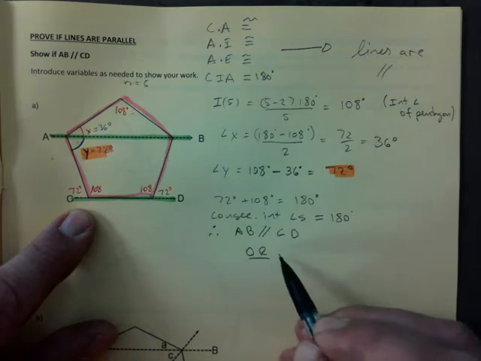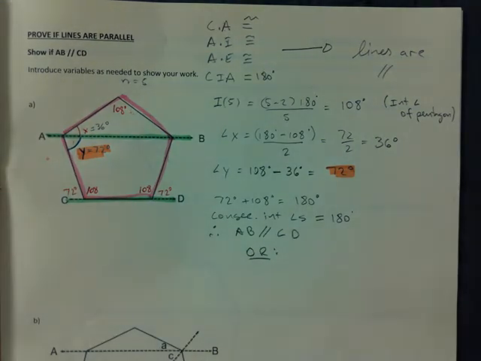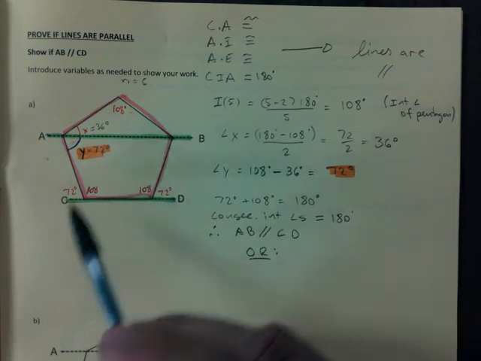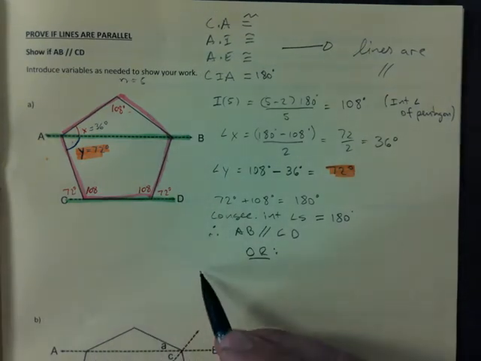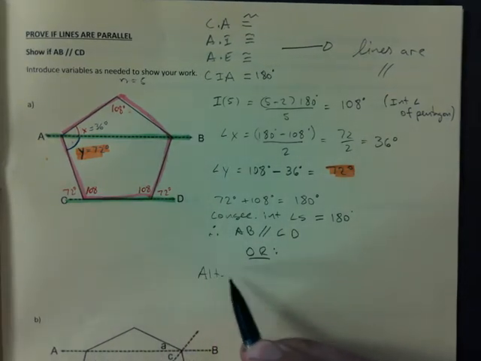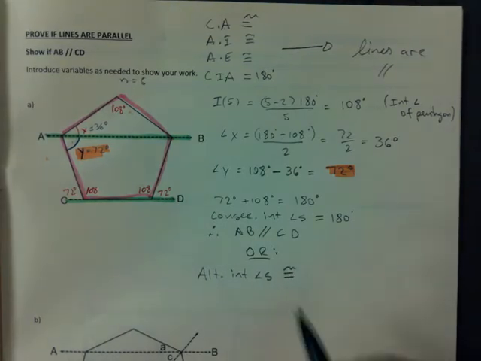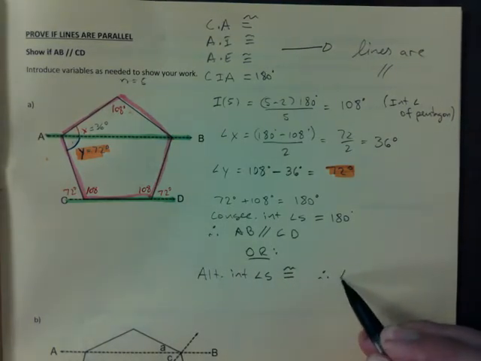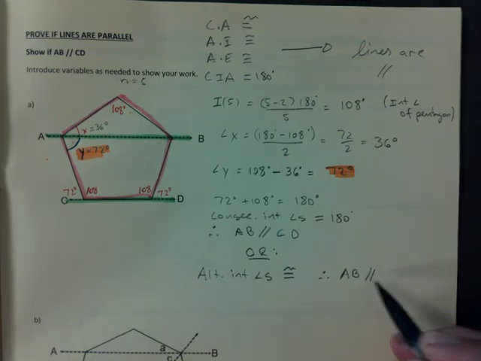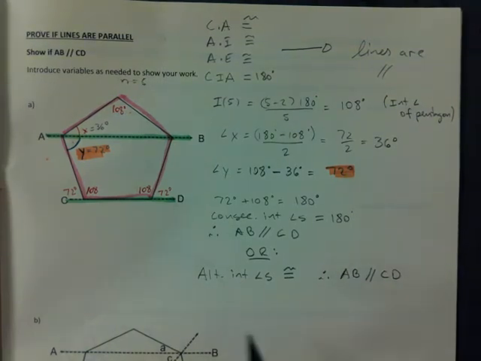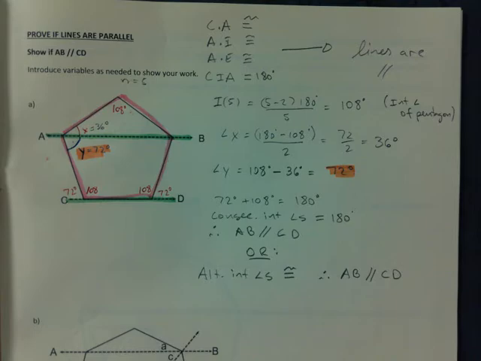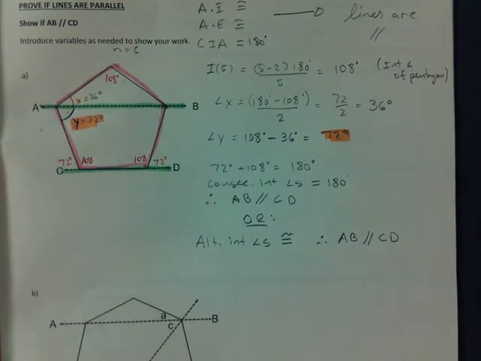Or, right, you saw the alternate interior angles there. Alternate interior angles are congruent, therefore AB is parallel to CD. So you really have a choice how to make that conclusion. Both would have been acceptable, okay, but there had to be some work done.